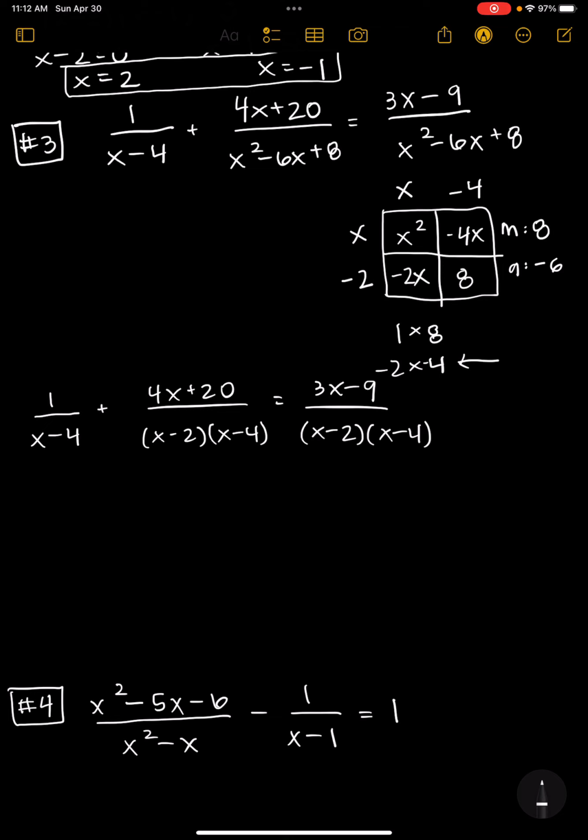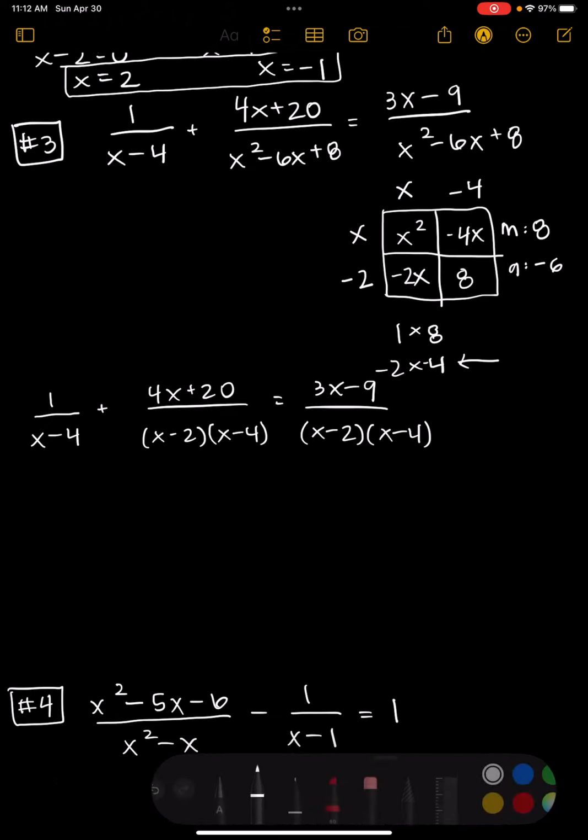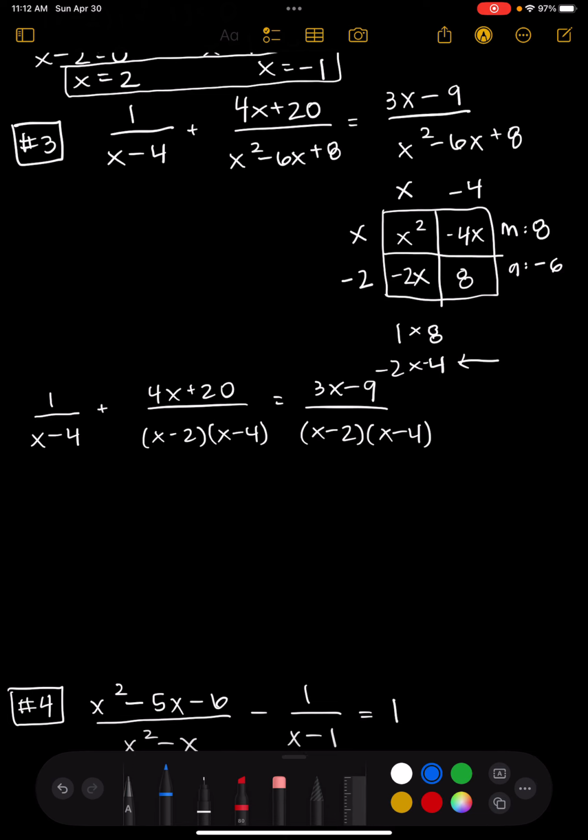Okay, and I was right. My suspicion was right that one of the factors is x minus 4, which makes our jobs easier because now, instead of multiplying that first fraction by x squared minus 6x plus 8, all I have to do is multiply it by x minus 2 because that's all that it's missing. It already has the x minus 4. So I'm going to multiply the top and the bottom by x minus 2.